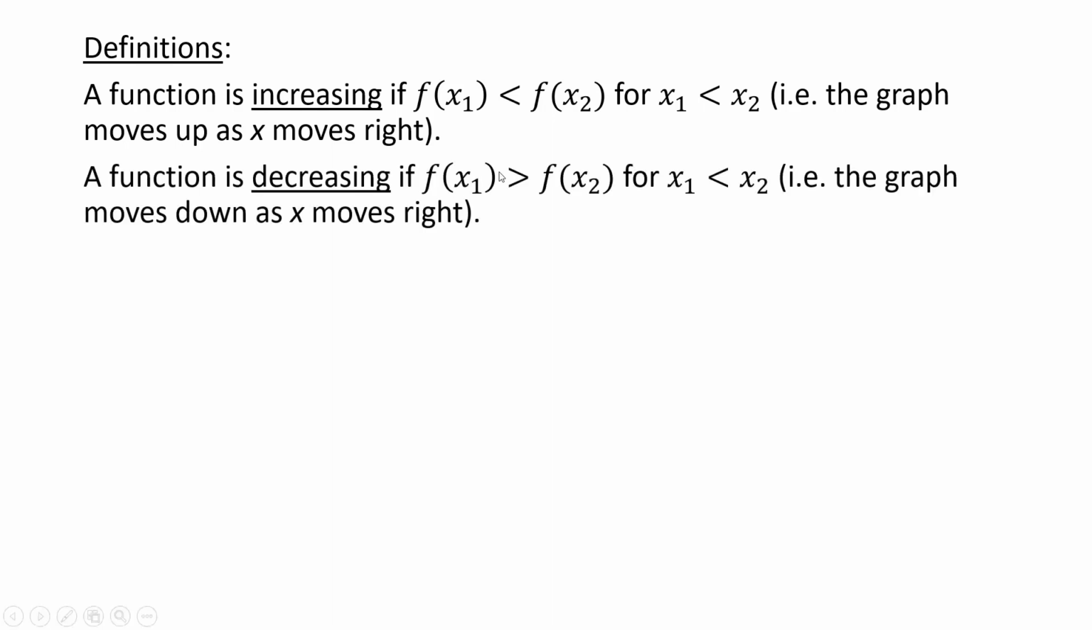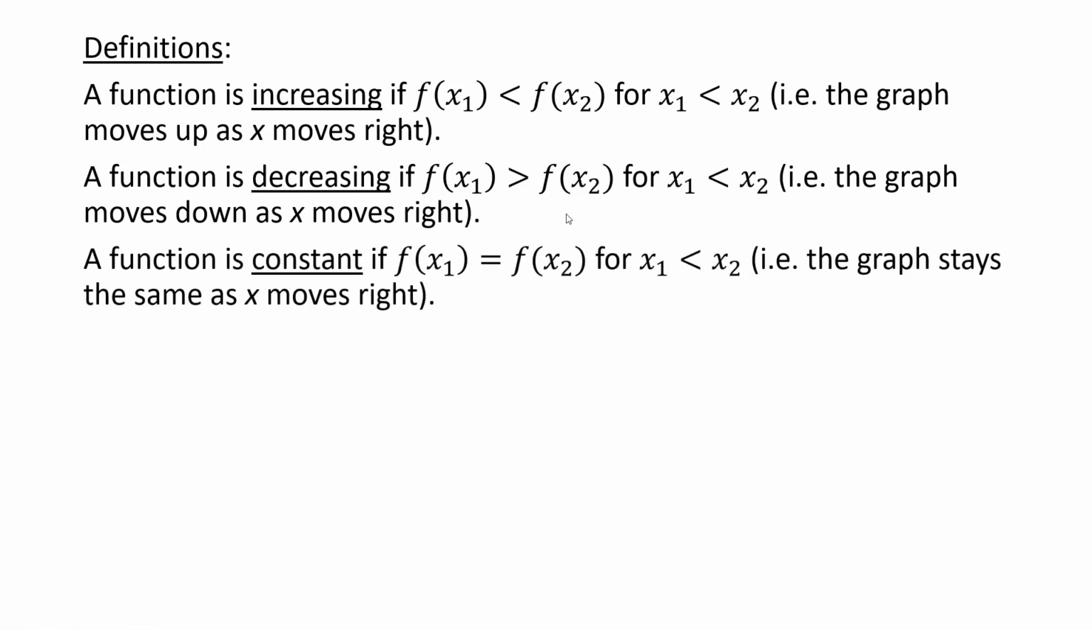A function is decreasing if f of x1 is greater than f of x2 for x1 less than x2. Again, as you read a graph from left to right, your x's are always getting bigger. So x1 is going to be less than x2 as you're going from left to right. But if your y values or your function values are getting smaller, then we say that that's decreasing.